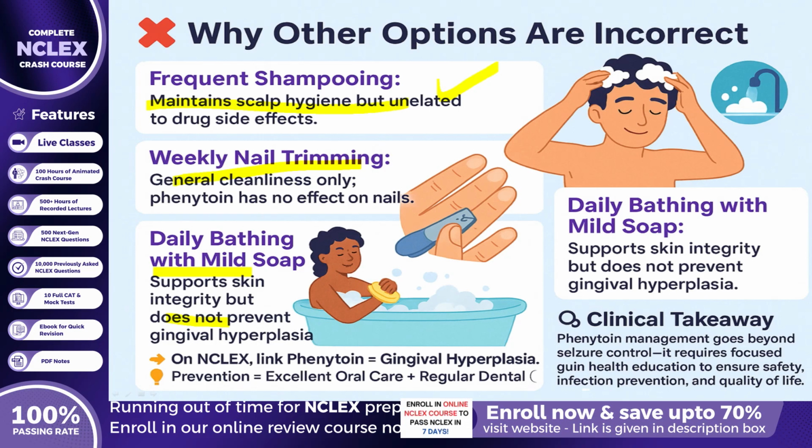Here's a Stan Coast Pearl to lock this concept into your memory. On the NCLEX, when you see phenytoin, always think gingival hyperplasia, and the prevention strategy is excellent oral care and regular dental checkups. The clinical takeaway is clear. Phenytoin therapy requires more than just monitoring seizure activity. It also demands focused education on gum health. Teaching clients about proper oral care is not simply a matter of comfort, but one of safety, infection prevention, and long-term quality of life preservation.